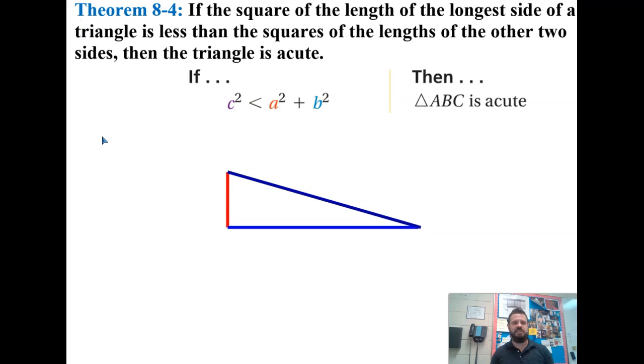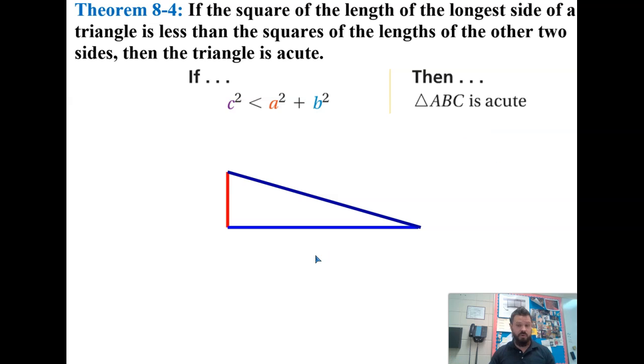Same idea with our next theorem. If the square of the length of the longest side of a triangle is less than the squares of the lengths of the other two sides, then the triangle is acute. Again, in other words, if c squared is less than a squared plus b squared, that angle has to be less than a right angle. It has to be an acute angle.